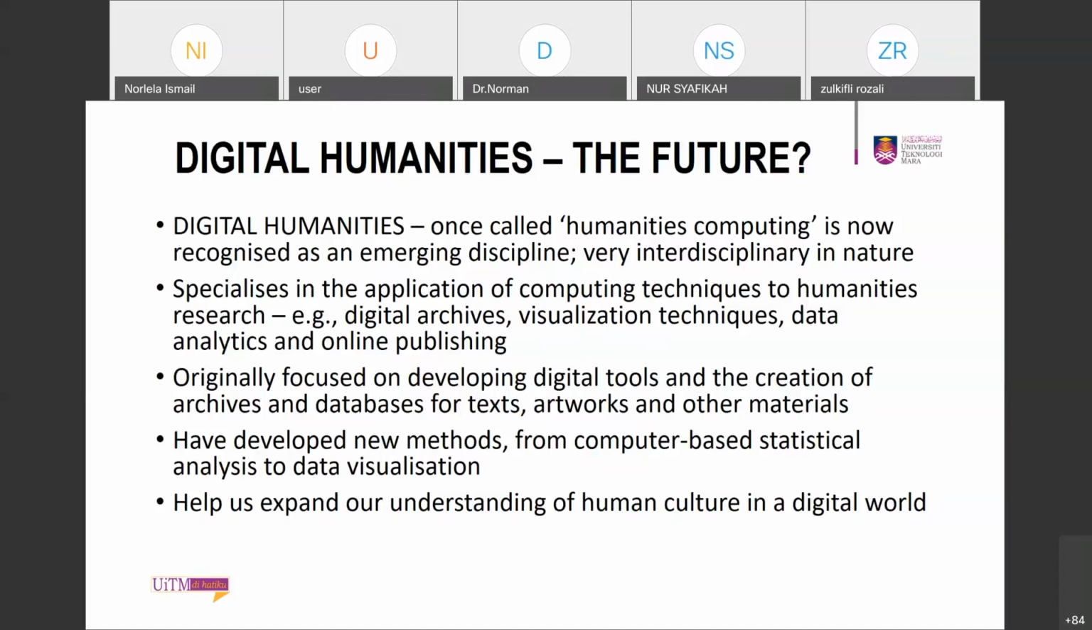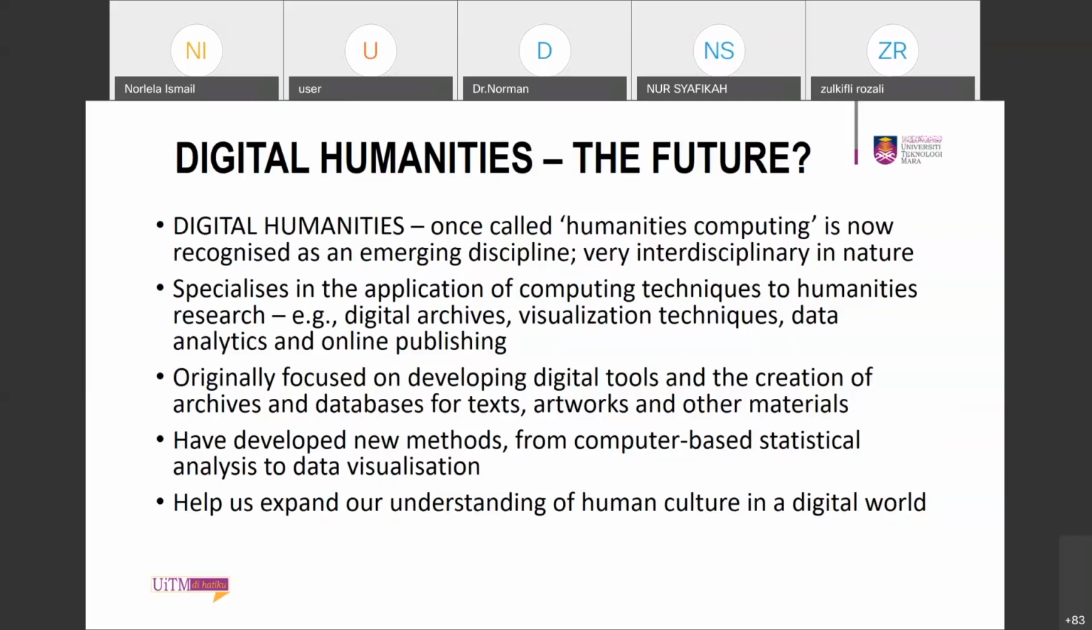For example, digital archive, visualization techniques, data analytics, and online publishing. So basically, it originally focused on developing digital tools and the creation of archives and databases for text, artworks, and other materials. So in many ways, these digital humanities have developed new methods from computer-based statistical analysis to data visualization.